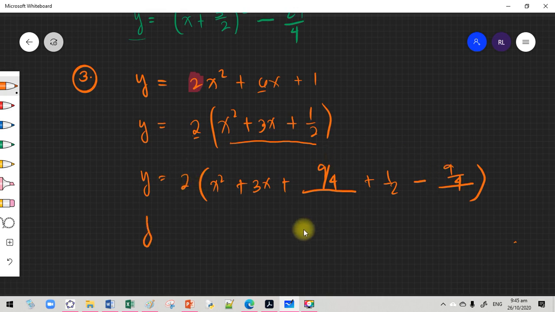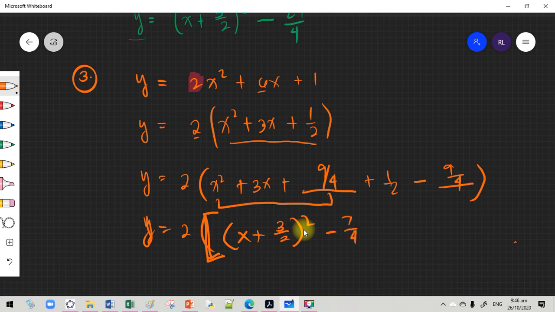So y equals 2 times, let's factor this one. So this is the time that we're going to apply our bracket. Because we're going to factor this one into (x plus 3/2) squared, and 1/2 minus 9/4, that is minus 7/4.